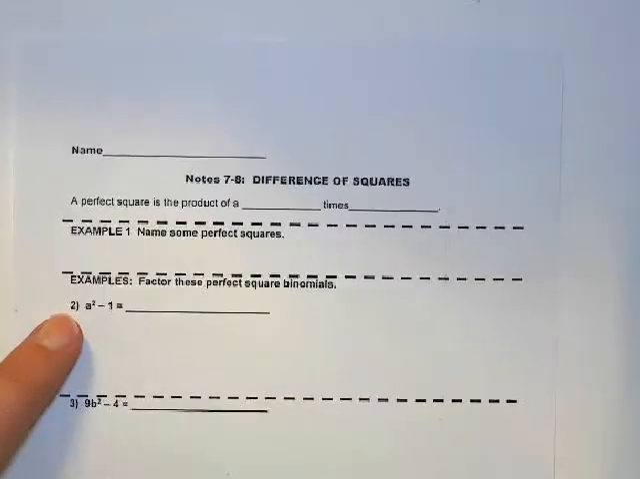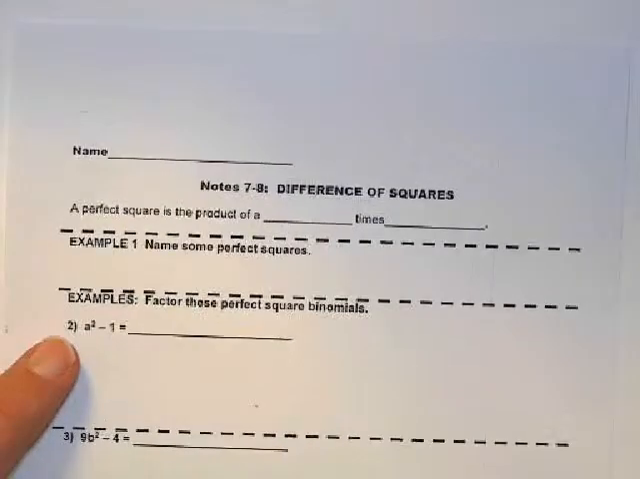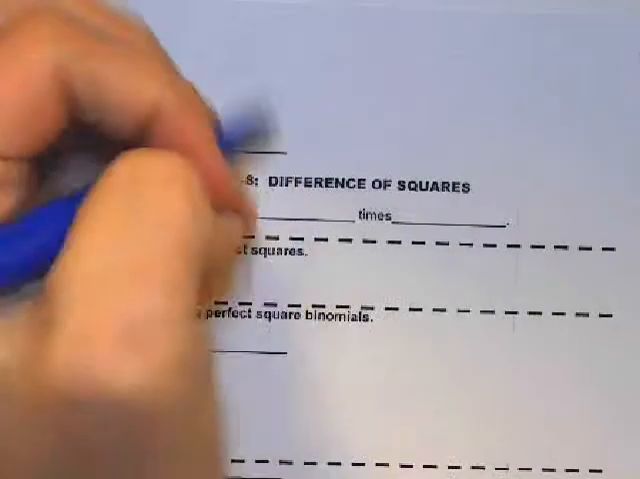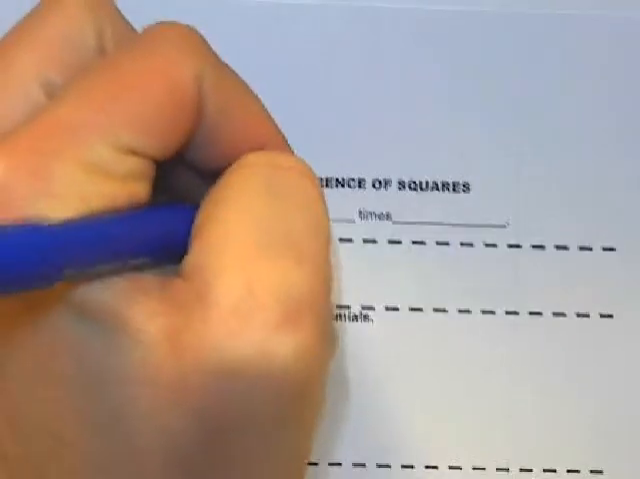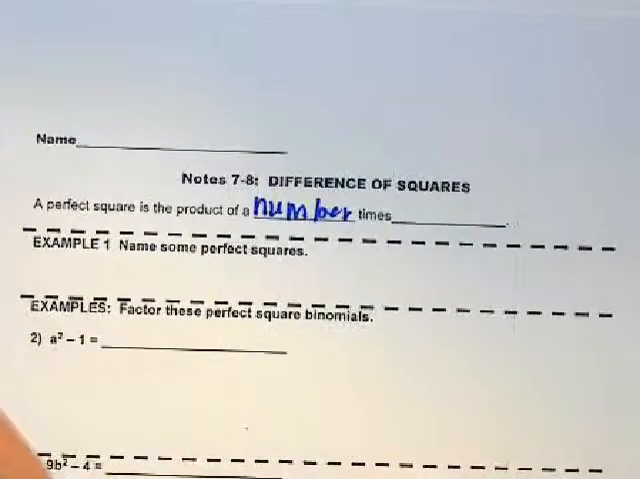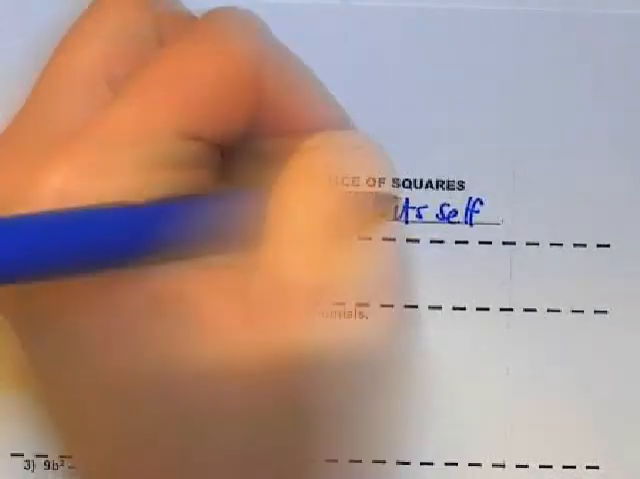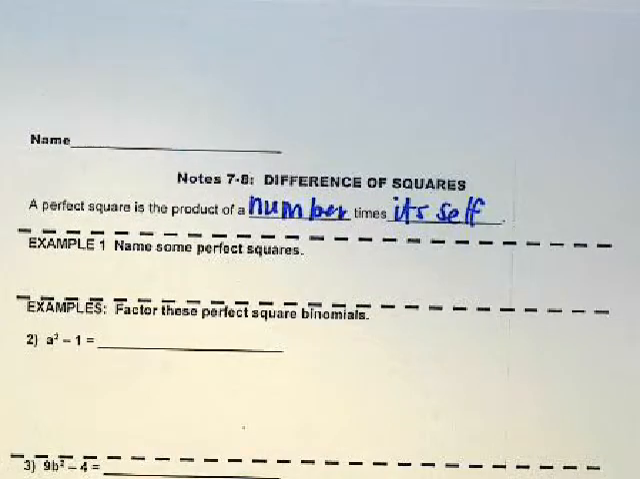Note 7-8, difference of squares. A perfect square. Now we've talked about perfect squares before. A perfect square is the product of a number times itself. A number times itself. A perfect square is a product of a number times itself.